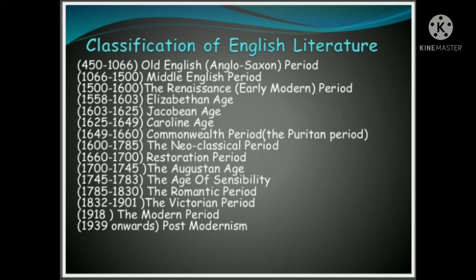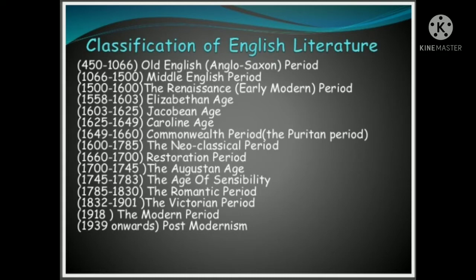1500 to 1600, the Renaissance, the early modern period. 1558 to 1603, the Elizabethan age. 1603 to 1625, the Jacobean age. 1625 to 1649, the Caroline age. 1649 to 1660, the Commonwealth period or the Puritan age, when the rule of Cromwell came.